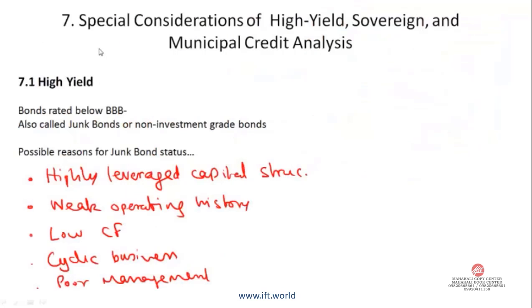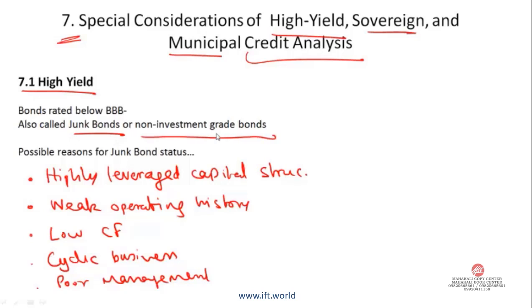Up till now, our discussion has focused on investment grade corporate bonds. Here in section 7, which is the last major section in this reading, we take a look at high yield bonds, sovereign bonds, and municipal bonds, and specifically from a credit analysis perspective. Let's first look at high yield bonds. High yield bonds are bonds that are rated below triple B minus. These are also called junk bonds or non-investment grade bonds.